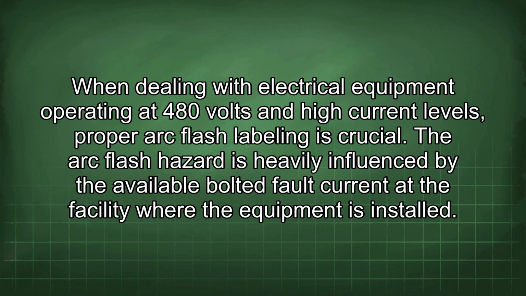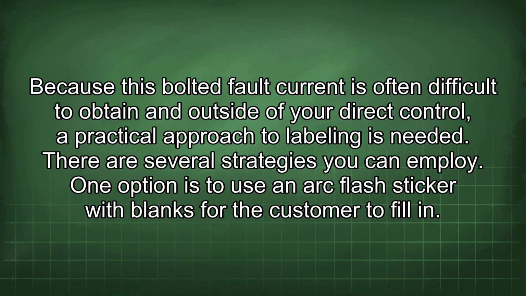When dealing with electrical equipment operating at 480 volts and high current levels, proper arc flash labeling is crucial. The arc flash hazard is heavily influenced by the available bolted fault current at the facility where the equipment is installed. Because this bolted fault current is often difficult to obtain and outside of your direct control, a practical approach to labeling is needed. There are several strategies you can employ.